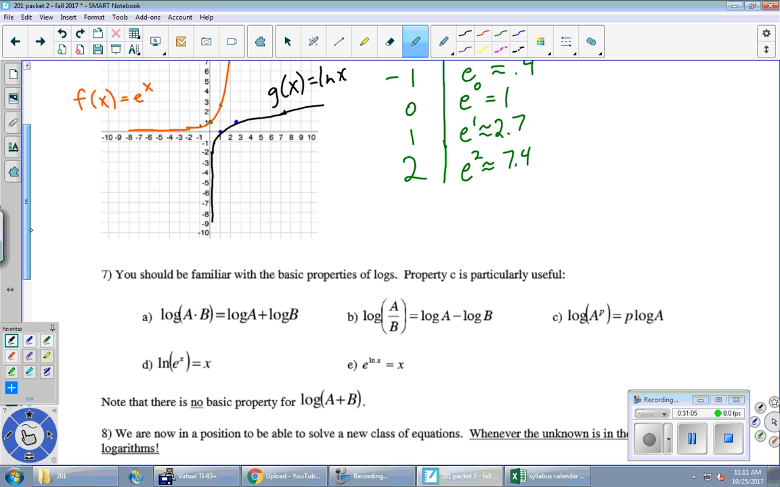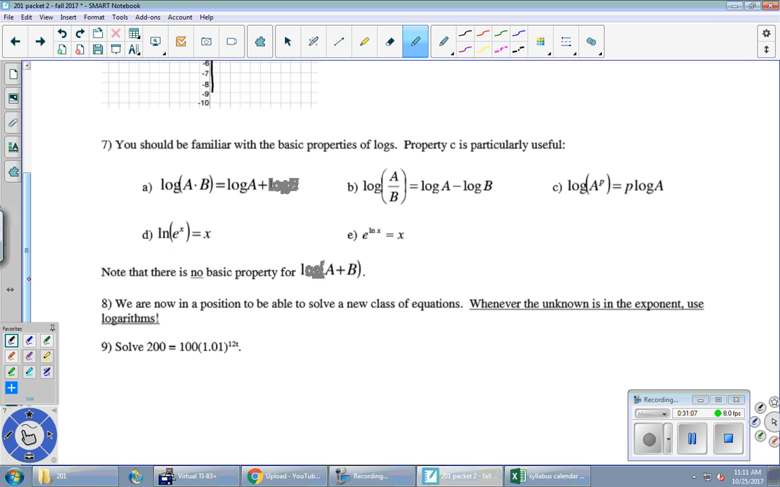Okay, a couple of properties here. If you have log of a product, you can separate it into the sum of two logs. Log of a quotient becomes the difference of two logs. Log of a power, that power can come in the front. That is the most important of our 5 properties right there.